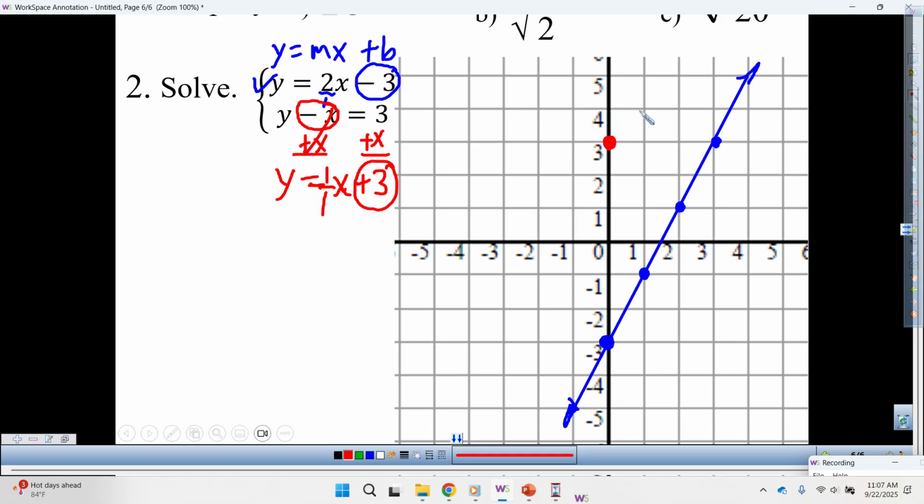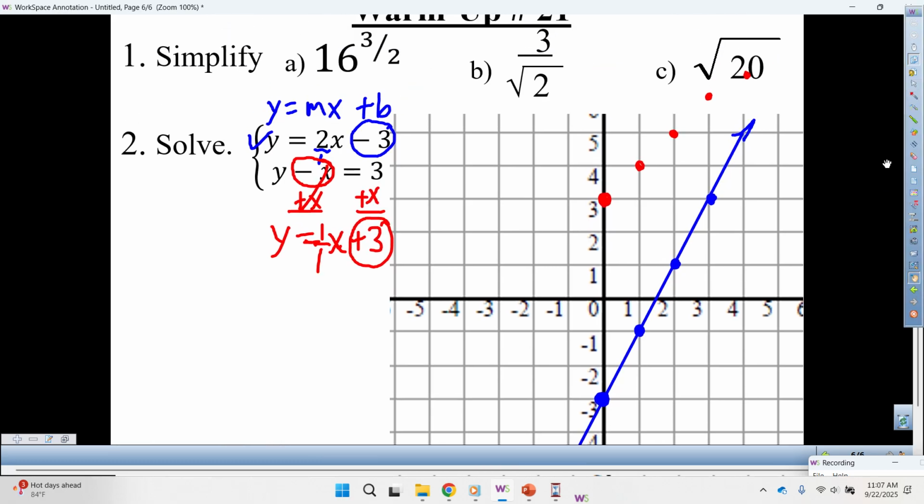So I go 1 up, 1 to the right, 1 up, 1 to the right, 1 up, 1 to the right, 1 up, 1 to the right. Now I ran out of room, but hopefully yours did not. This one kept going, kept going, kept going. Show your neighbor where both intersect. Where do both intersect? Let's see if you see it.